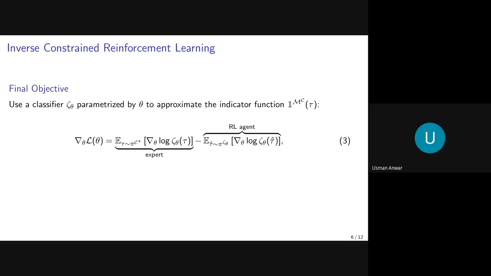To do so, we propose performing a soft approximation of the indicator function by using a neural network zeta, and parameterize the neural network with parameters theta. Under the maximum entropy assumption, we show in our paper that optimizing average log likelihood is equivalent to optimizing the objective given here on the screen. This expression essentially targets finding a constraint set C under which both experts and our agents incur equal average constraint violations.